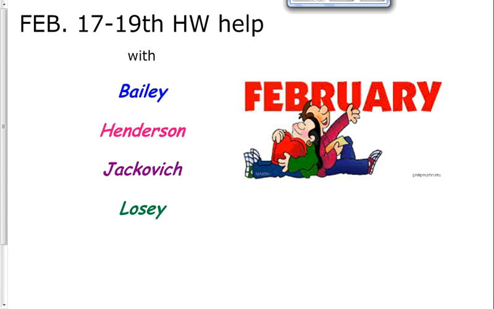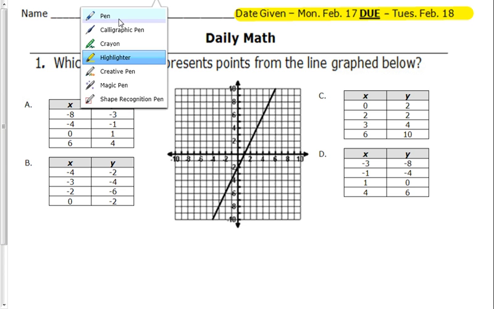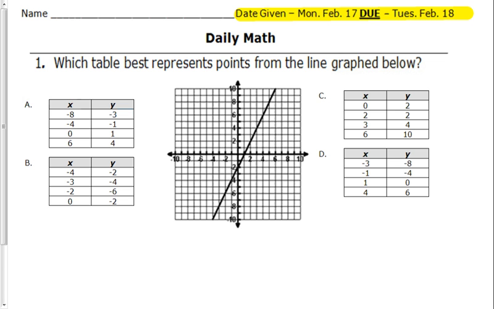Let's look at Monday night's homework, the 17th, which is due on Tuesday. Number 1: which table best represents the points on the line graph below? If we look at this, we need to plot some of the points here. Let me switch to a pen, and I'll go with red.